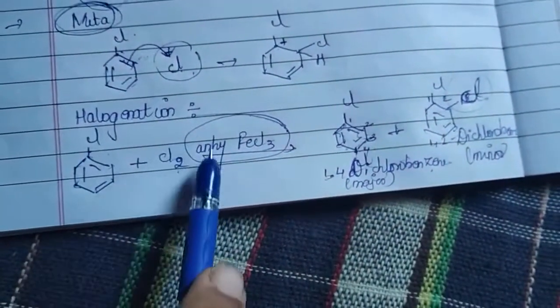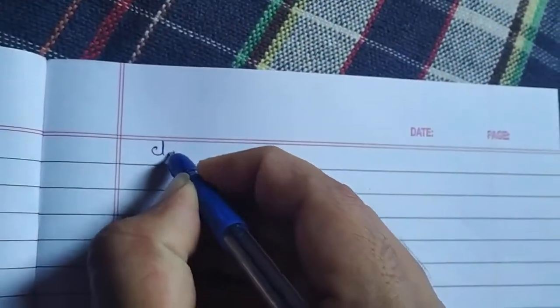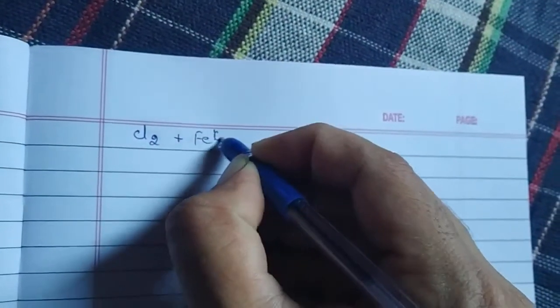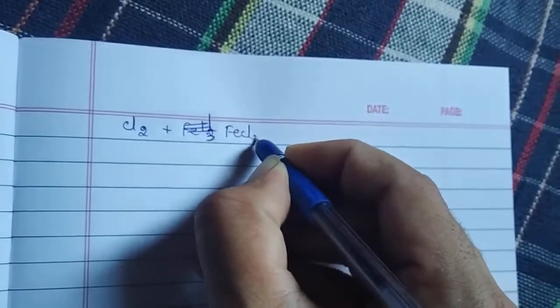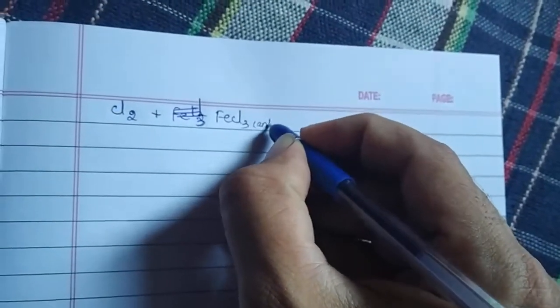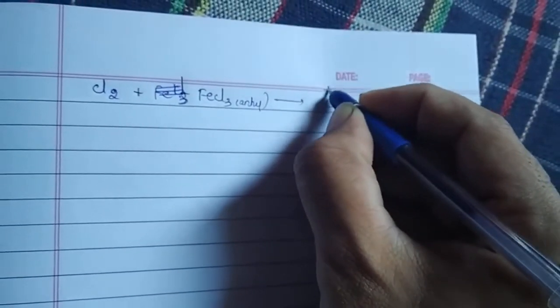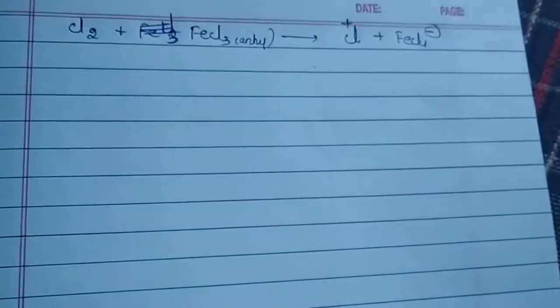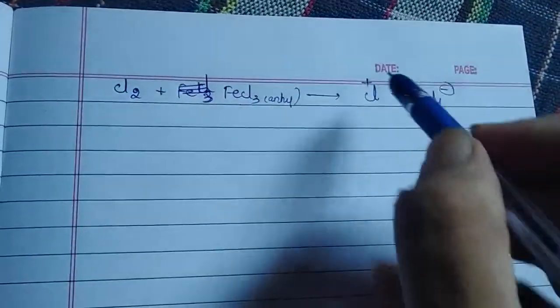So that is the reason why we have used anhydrous FeCl3 over here. So what happens? Remember guys, it's a simple reaction. Cl2, when it reacts with anhydrous FeCl3, I am basically going to get Cl plus and FeCl4 minus.